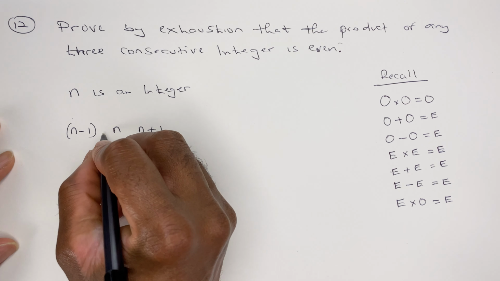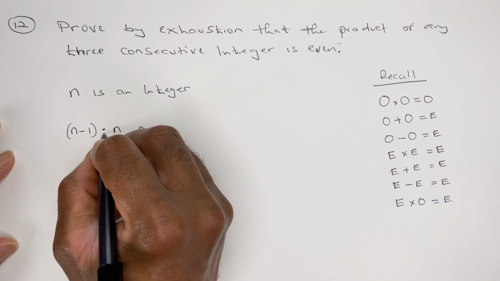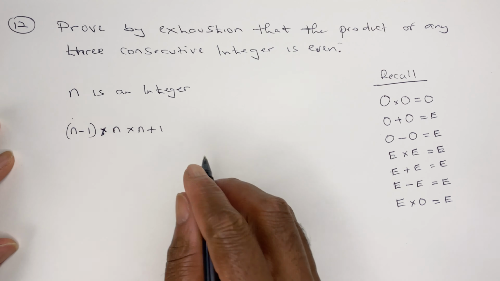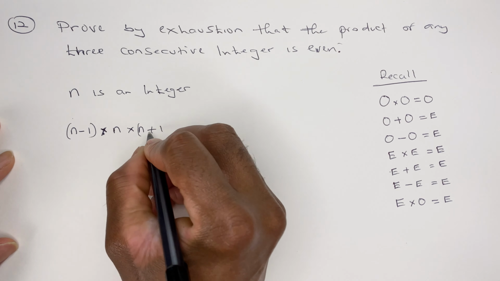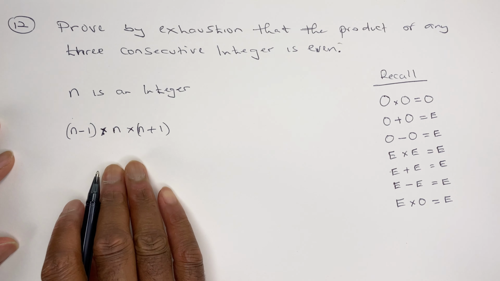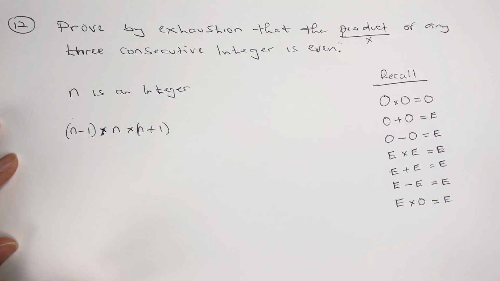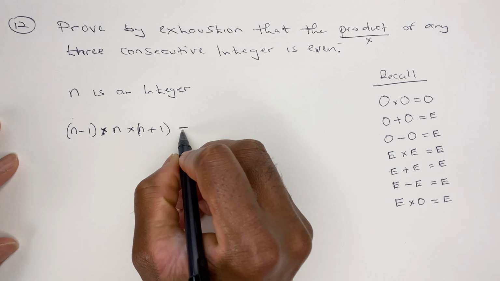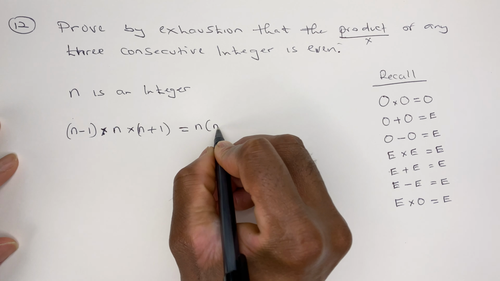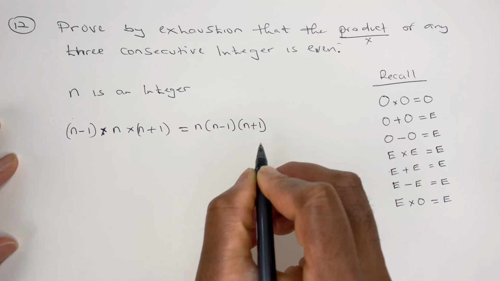And in this case, we are multiplying. So I put dots in there as times. Actually, let me put times in there. So we're multiplying these ones together. That's what it says. The product means times. So to do that, we would have n into bracket n minus 1 times n plus 1.